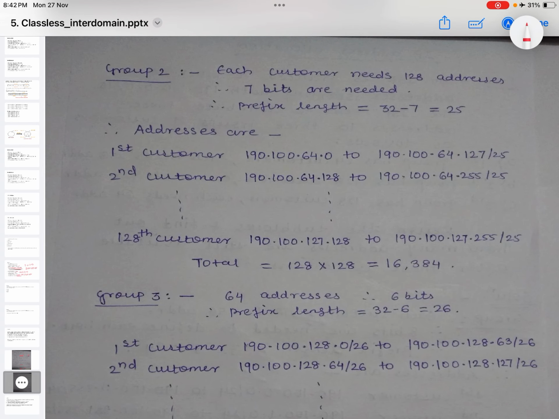Each customer in the second group needs 128 addresses. 7 bits are needed. The prefix length is 25. So the addresses are 190.100.64.0 till 64.127, then 64.128 to 64.255, then 65.0 to 65.127, then 65.128 to 65.255, and so on.